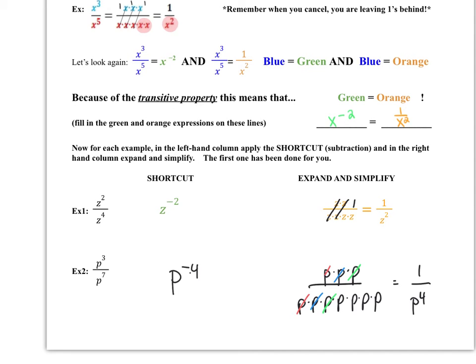So since the p's are dividing each other, we can subtract their exponents. 3 minus 7 is negative 4. And then if we expand, p to the 3rd means p times itself 3 times. P to the 7th means p times itself 7 times. And I can cancel out 3 of my p's from top and bottom, leaving me with 1 over p times itself 4 times, which is p to the 4th.